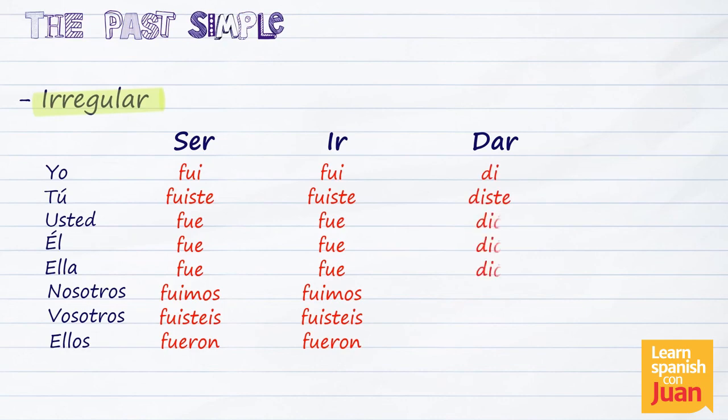Di, diste, dio, dimos, disteis, dieron. Well, there's a little trick for this one. It's a verb in ar, but it takes the forms for the verbs er and ir. Have you noticed that?